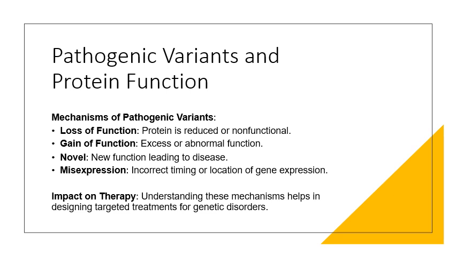And misexpression happens when a gene is expressed at the wrong time or in the wrong location, so in the wrong tissue entirely, thus disrupting normal biological processes. So a clear understanding of these mechanisms is actually quite important for developing targeted treatments for genetic disorders. By pinpointing whether the issue is due to loss, gain, or novel function, or misexpression, therapies can better be tailored to address the underlying cause.